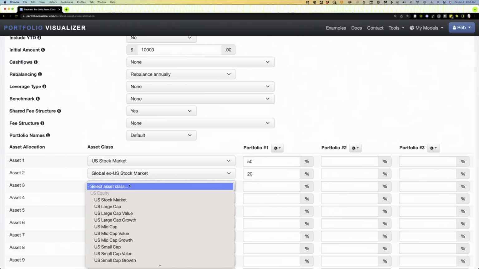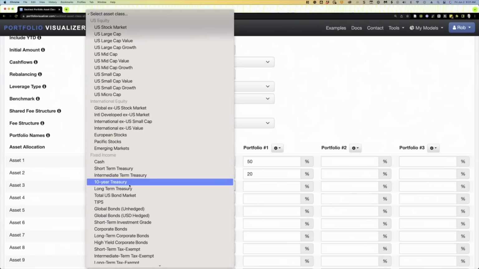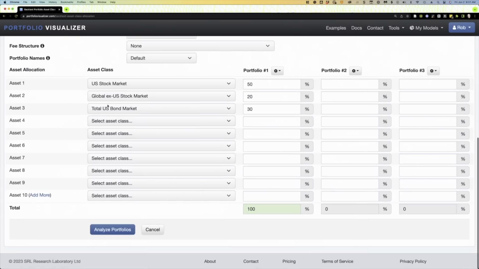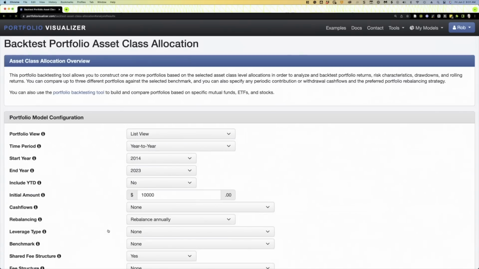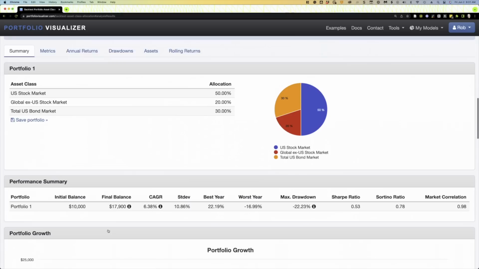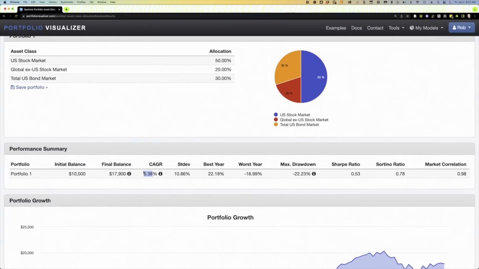And then you could get some understanding of the bond investments. Again, your advisor should be able to tell you this, but we'll just use total bond market, 30%, and we can look at the compound annual growth rate. We can see over the last 10 years or so, the return is 6.38%, and we can now compare that to the returns that our advisor has generated for us.